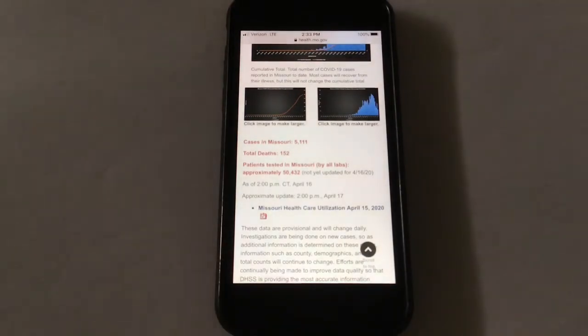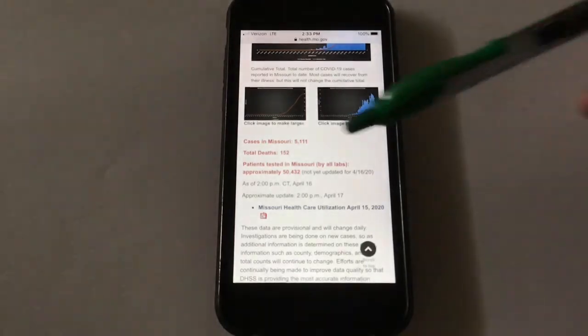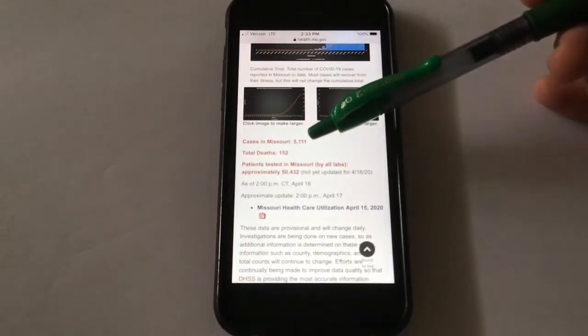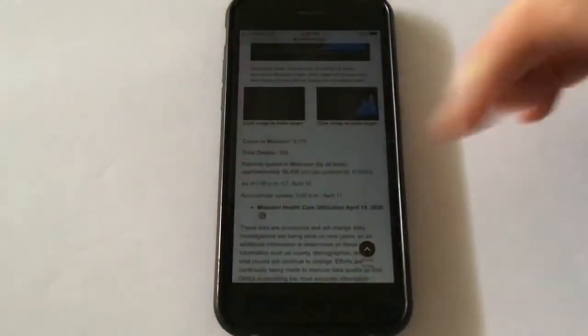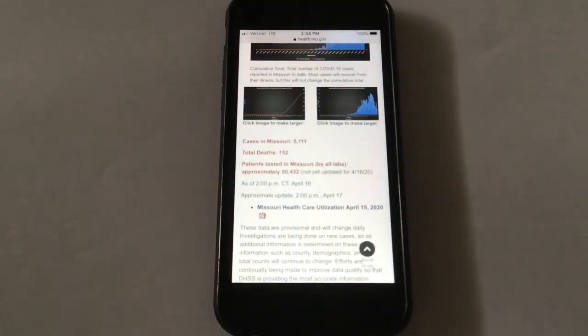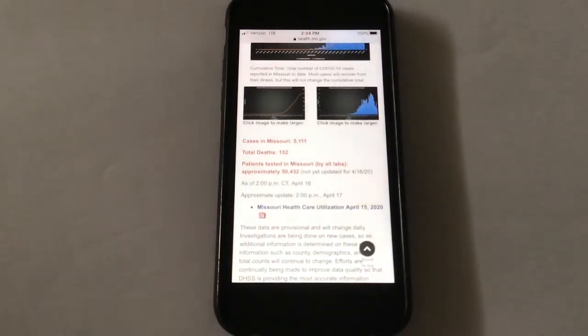This is the Missouri Health and Senior Services web page that talks about our coronavirus infections and some information about it. I want to point out we have 5,111 cases in Missouri right now, and we have tested 50,432 people. Now, we are going to treat this as if it is an experiment or a survey of sorts, a data set.